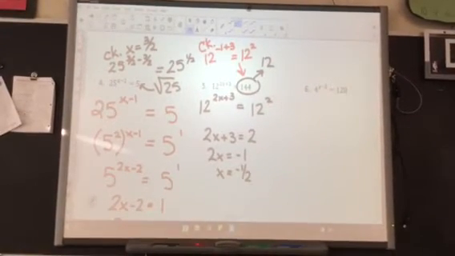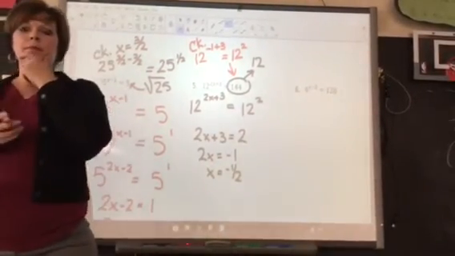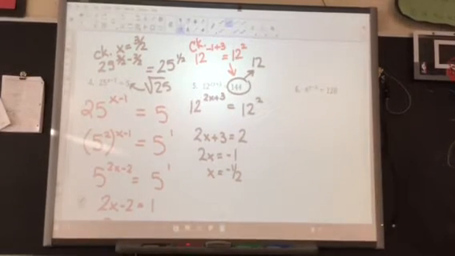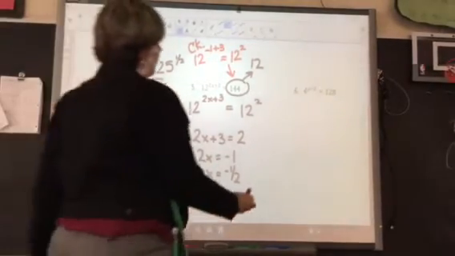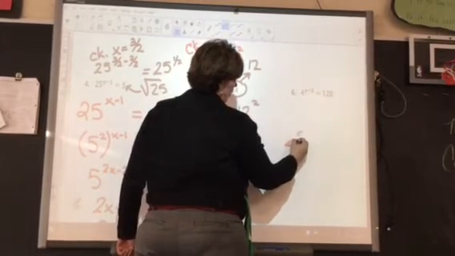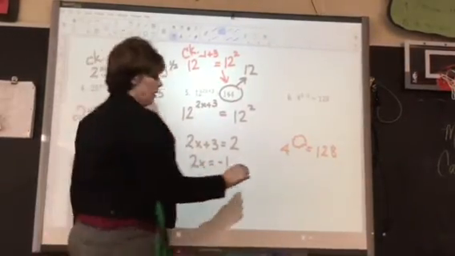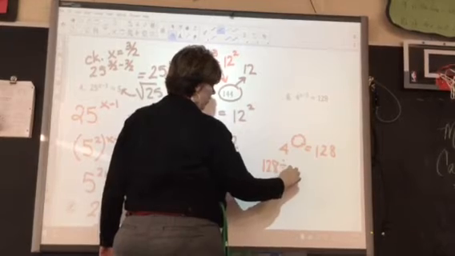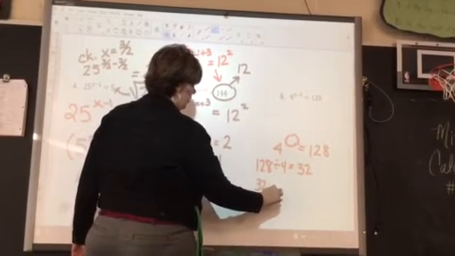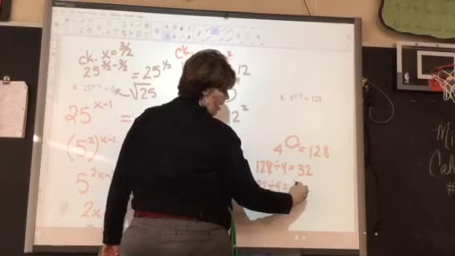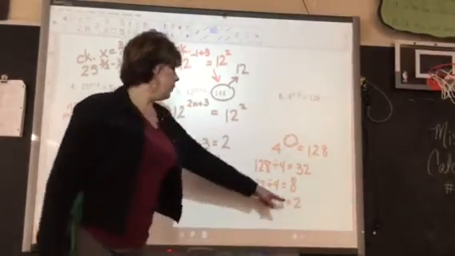It's tricky. Okay. I guess you could rewrite 128 with a base of 4. A base of 4? Okay. I don't know what 4 to what power equals 128. So I could start dividing 128 by 4, right? So 128 divided by 4 equals what? 32. And 32 divided by 4 equals what? 8. And 8 divided by 4 equals? 2.